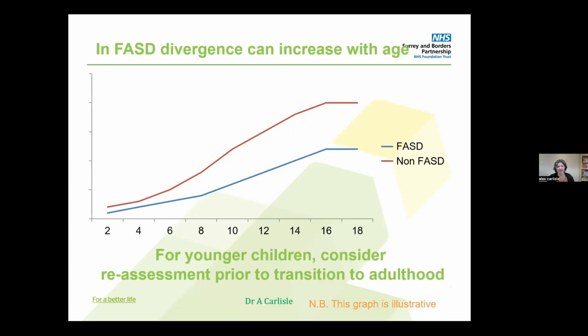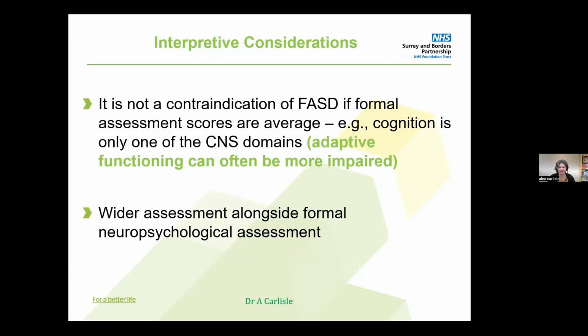Bearing this in mind is important in FASD, because in terms of access to support in adulthood, it might be that somebody's cognitive domain, and maybe even other domains, start off more within the normal range and then may potentially, not always, differ more compared to typical average populations. I'm just aware of the time.